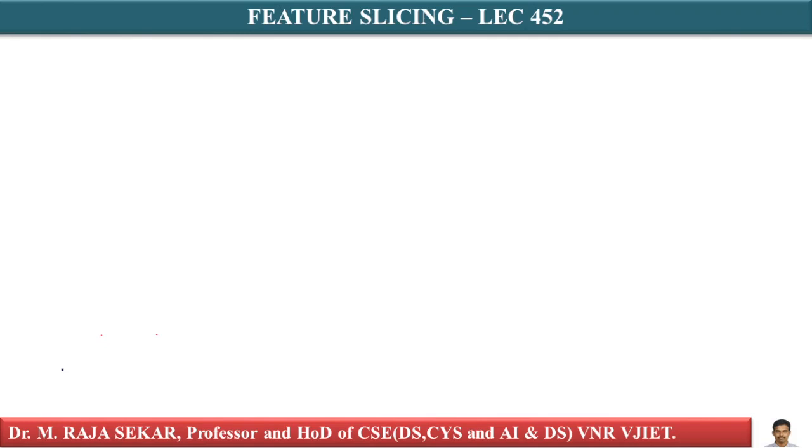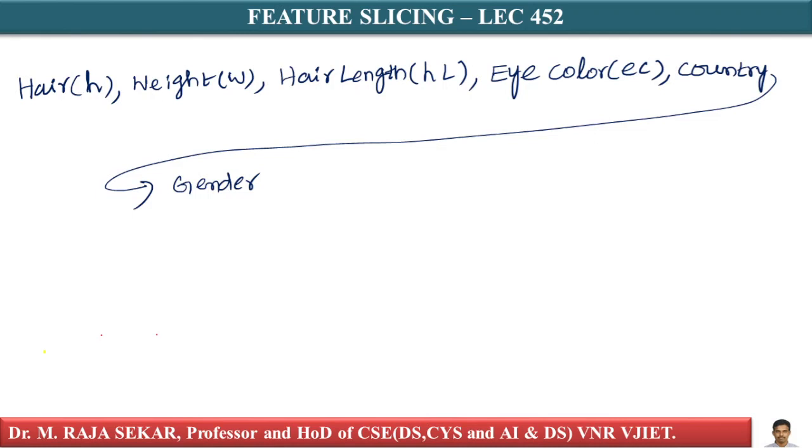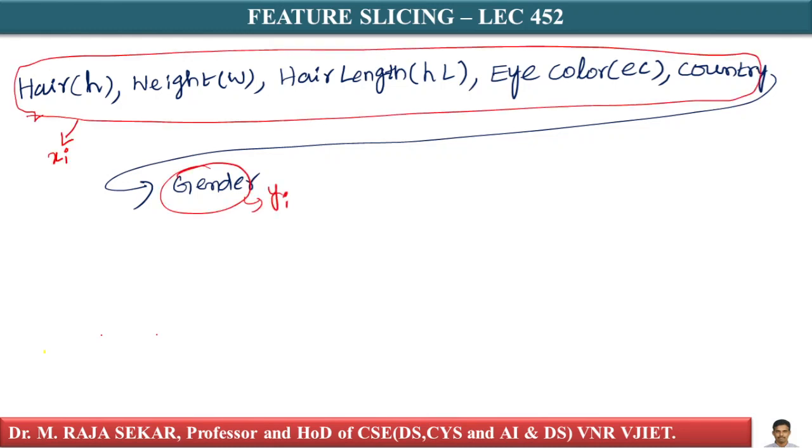Let's assume I have height h, weight w, hair length HL, eye color EC, and country of origin. Now, let's say I want to predict the gender. Gender prediction is my yi, and height, weight, hair length, eye color, country are xi. Isn't it? I have these 5 features: height, weight, hair length, eye color, country.